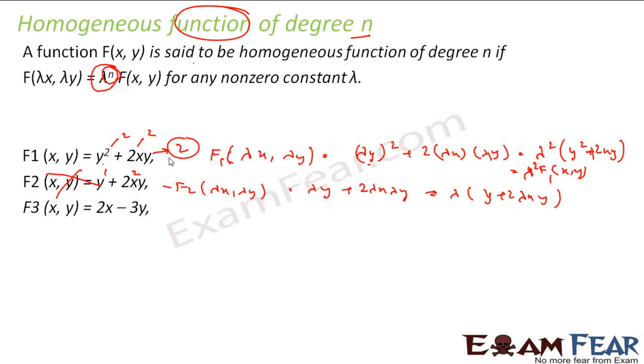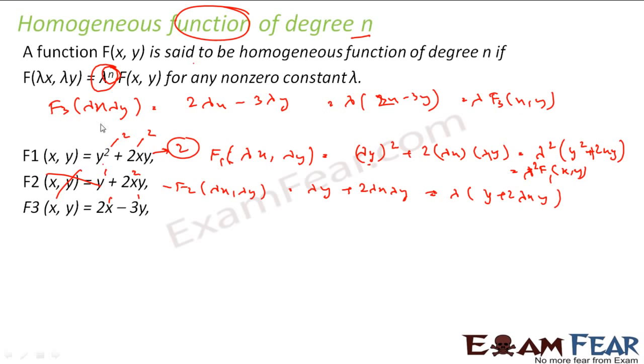Let's take another equation. If you see here, the power is 1, here also power is 1, so it is a homogeneous equation. We know that. Just to confirm, I can write f3 of lambda x, lambda y is nothing but 2 lambda x minus 3 lambda y. Lambda common, this becomes 2x minus 3y, and this is nothing but f3 of x, y. So if you see, f3 of lambda x, lambda y is nothing but lambda into f3 of x, y. So this is of power 1.